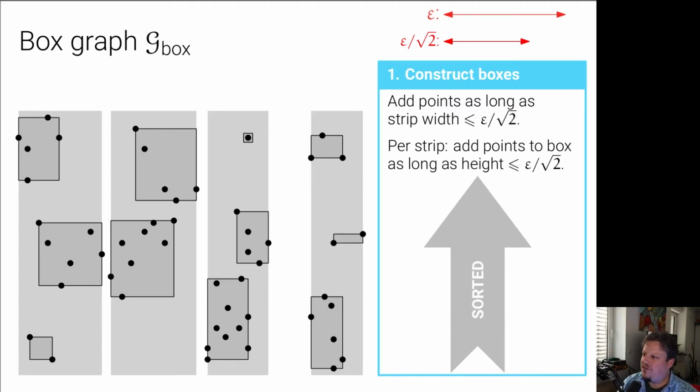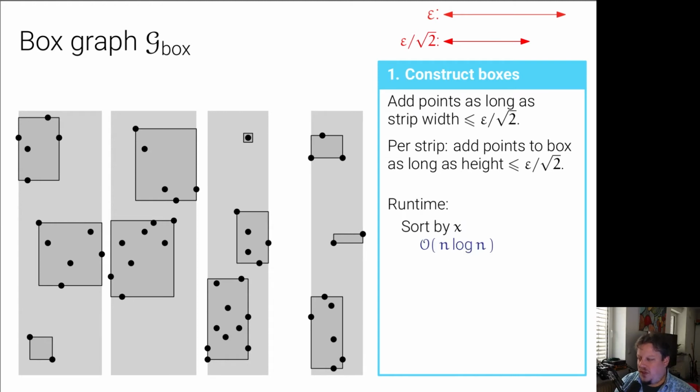It's not a box graph yet, just these boxes, like where they are geometrically and which point is in which box. Think about that for a second. How much time does that take? Okay, let's think about it.